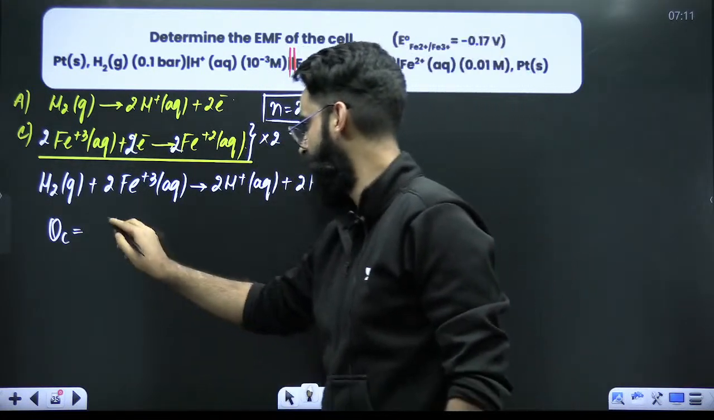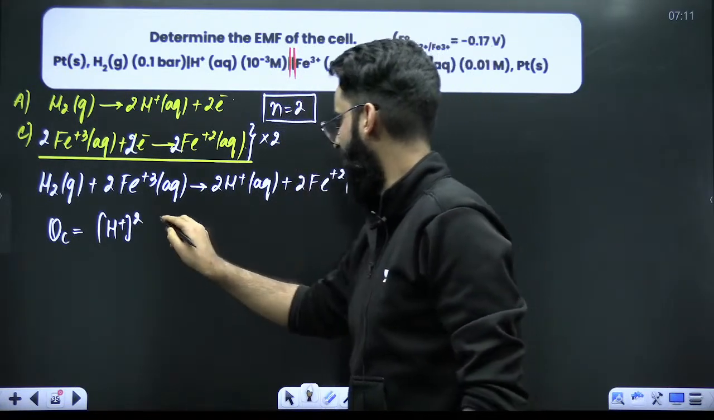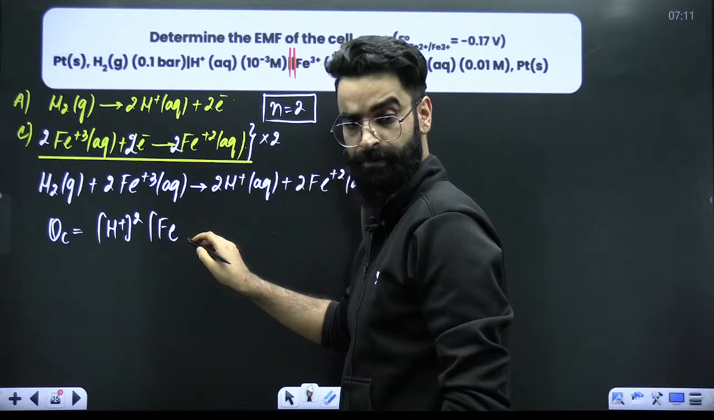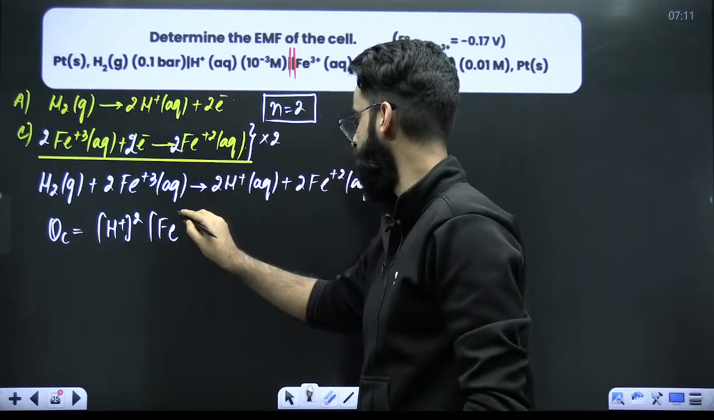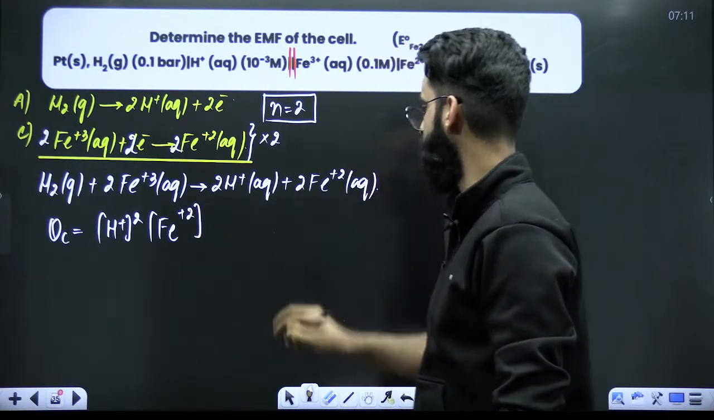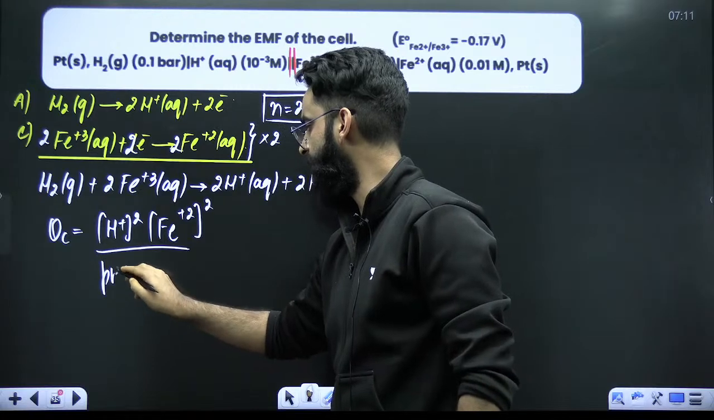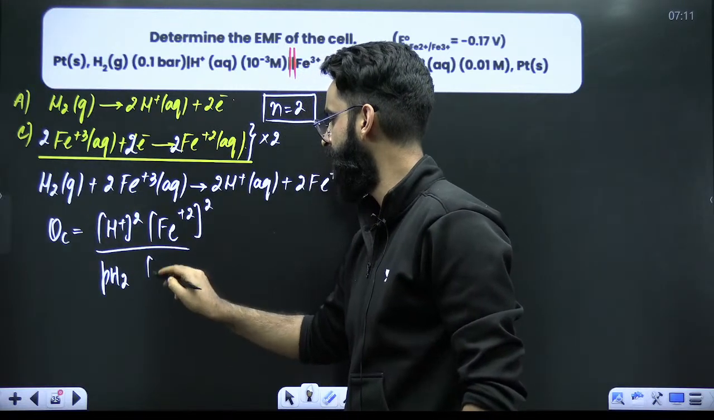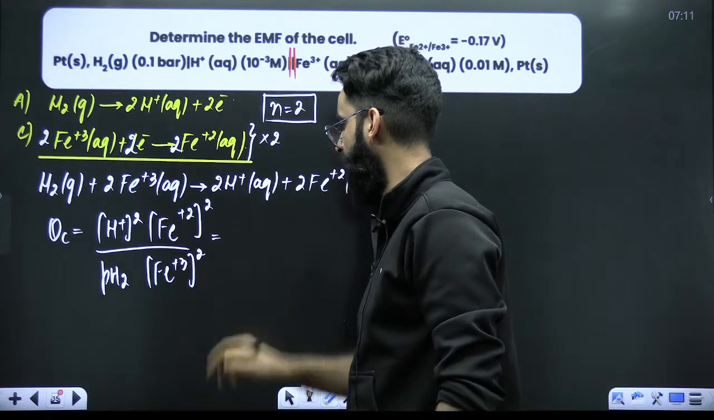Start with the product. It's going to be the concentration of H positive raised power 2, and the concentration of Fe di-positive raised power 2, divided by the partial pressure of H2 gas raised power stoichiometric coefficient 1, and with it, the concentration of Fe tri-positive raised power stoichiometric coefficient.